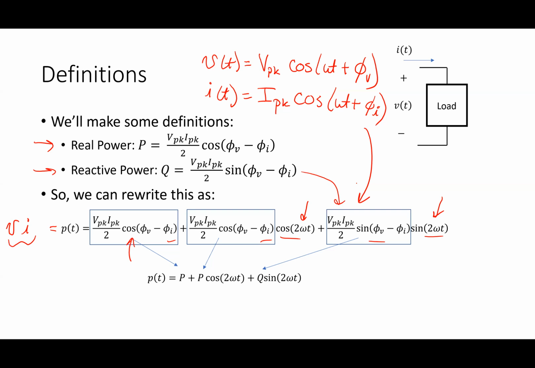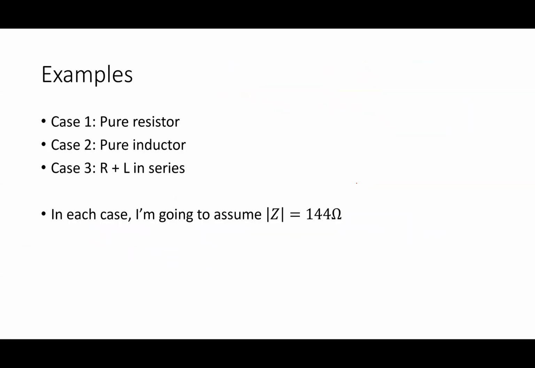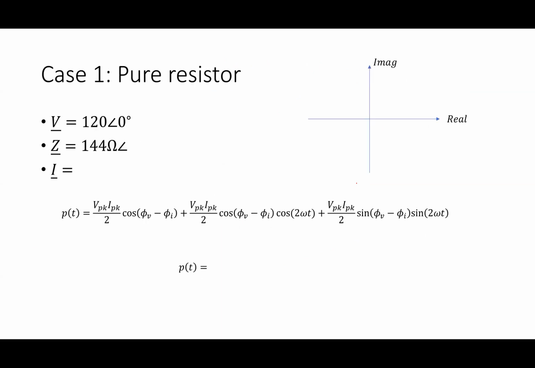Now, if I just try to understand what's going to happen, if I have a couple of different types of loads, what's the p of t going to look like? So I'm going to start out with a resistor. Here's what I'm going to do. I have something that's 120 angle 0, and then I have a resistor. So let's say I had basically this circuit right here, where this source is 120 with an angle of 0 degrees.